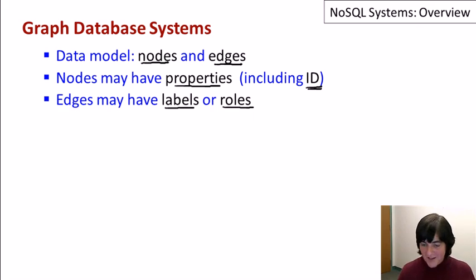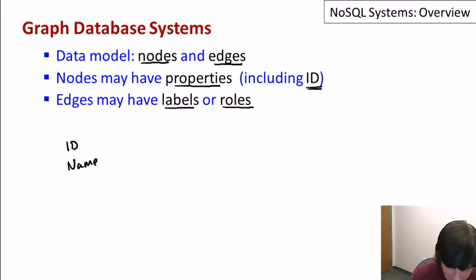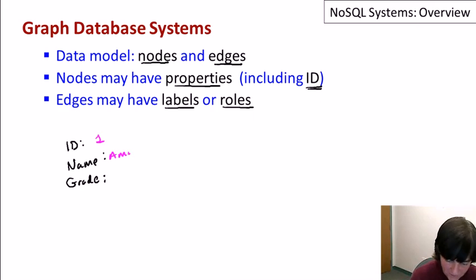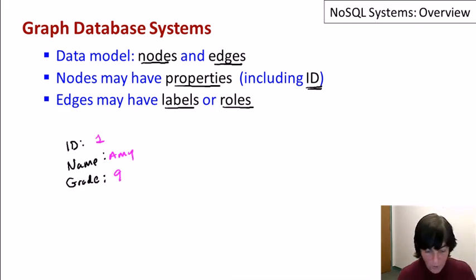So I think what's best to understand this is just to see an example. My example is going to be a very small social network, a tiny one actually, very similar to one that was used for some of our SQL exercises. So let's start with 3 nodes, and the nodes are going to represent people. And the properties of the nodes are going to be ID, name, and grade. And so each node is going to have a value for the ID, name, and grade. For this one, we'll make it 1, Amy, and grade 9. And we'll have 2 more.